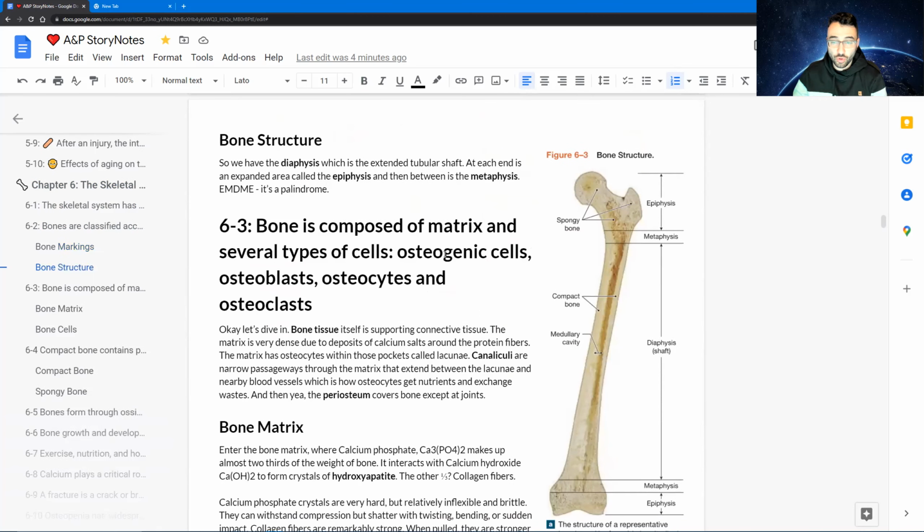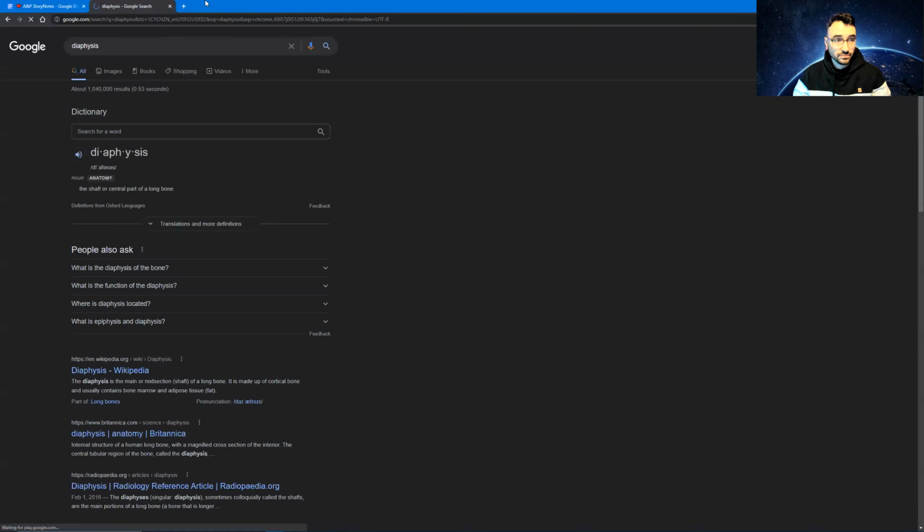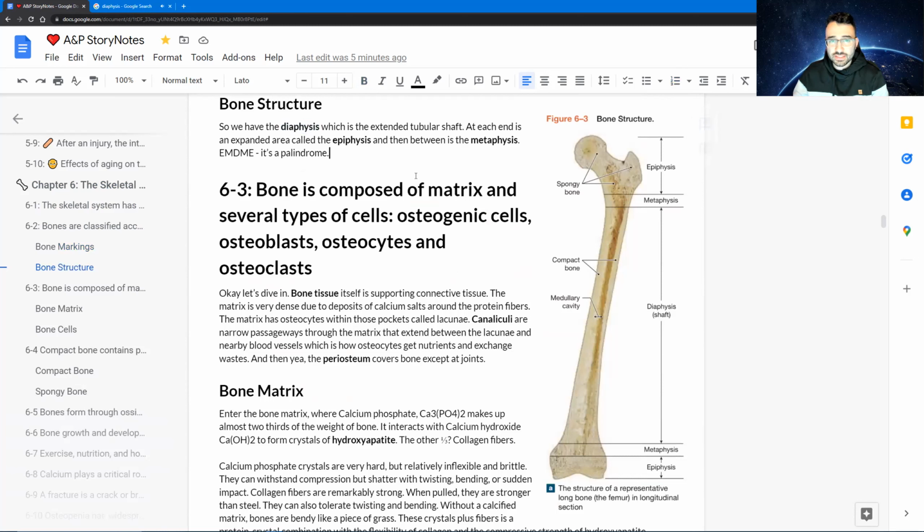All right, so a little bit more about bone structures. This is just a generic bone, pretty much the femur here. So we have the diaphysis. Make sure I'm saying that right. Diaphysis. Yeah, that's the extended tubular shaft. At each end is an expanded area called the epiphysis.